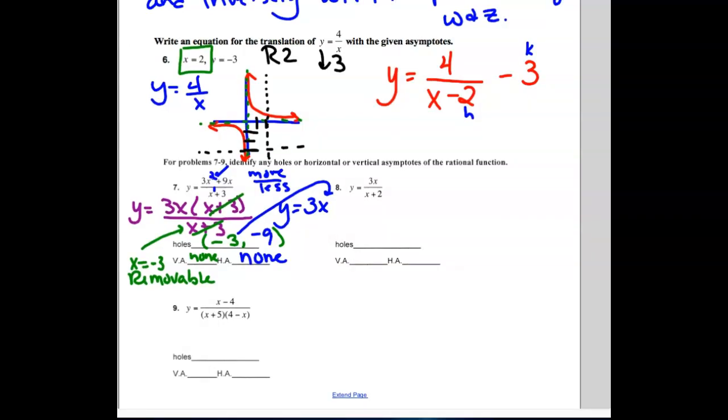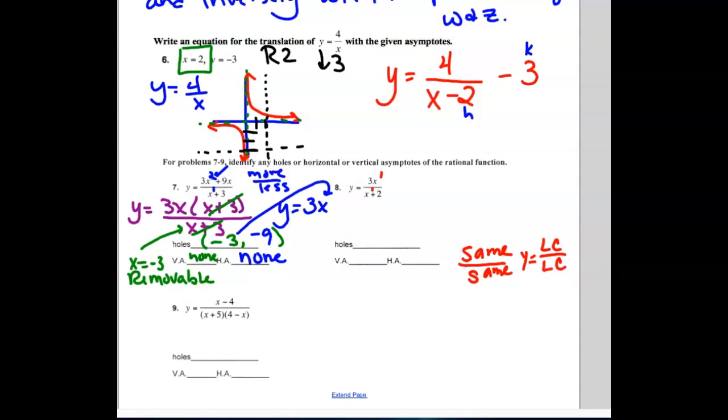Again, let's analyze our degrees first. Our top degree is 1, our bottom degree is 1. When the degrees are same over same, so the degrees match, we move to the leading coefficients. All right, so our leading coefficients in this case, we have a 3 in the numerator, and we have a 1 in the denominator. So our horizontal asymptote would be at y equals 3, 3 divided by 1.